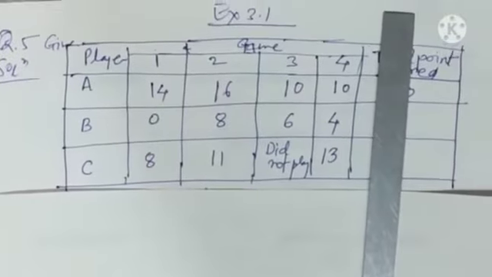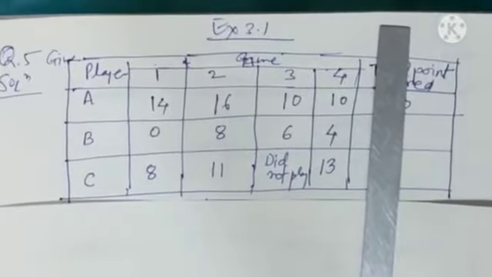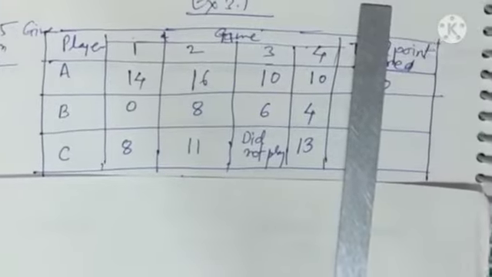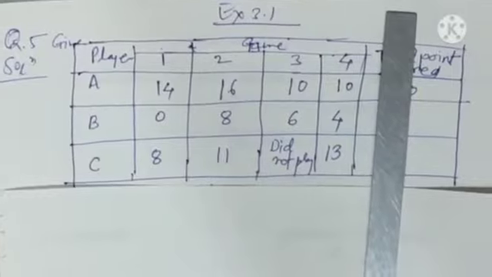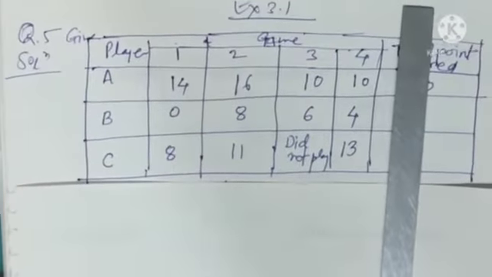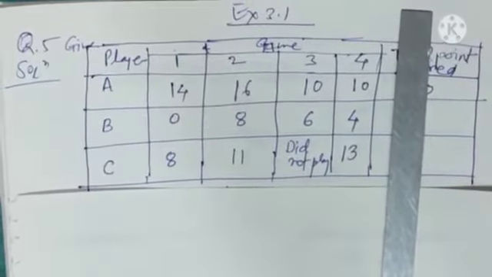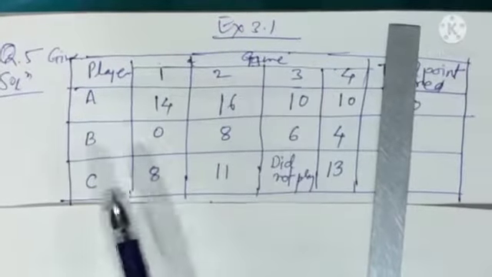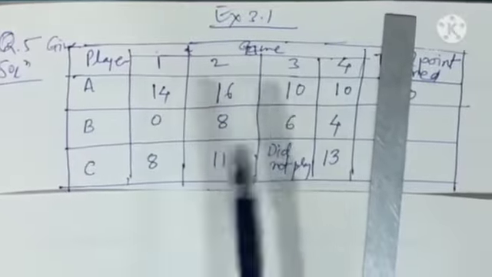Now, in this chapter, today I will explain what the mean is with the help of question number 5. The given question is: 3 players are playing 4 games and the scores are given in a table. Player A plays 4 games, 1, 2, 3, 4, and scores 14, 16, 10, 10. Player B plays 4 games and scores 0, 8, 6, 4.